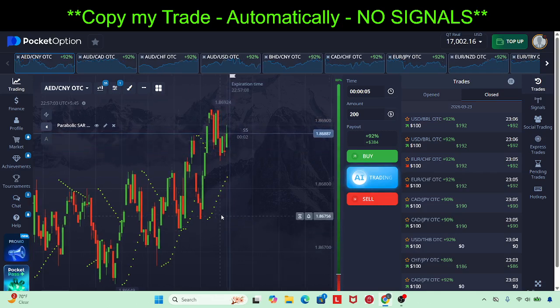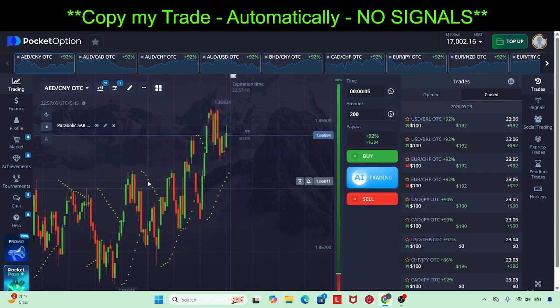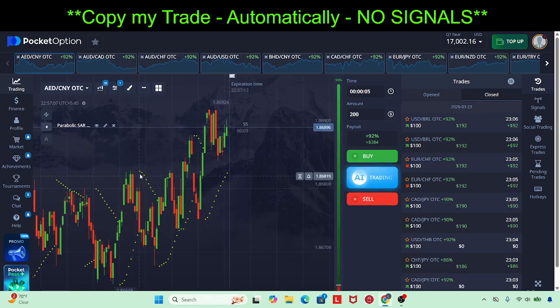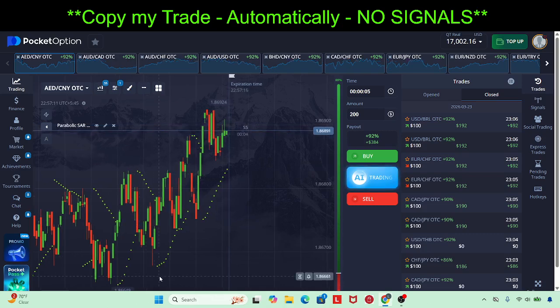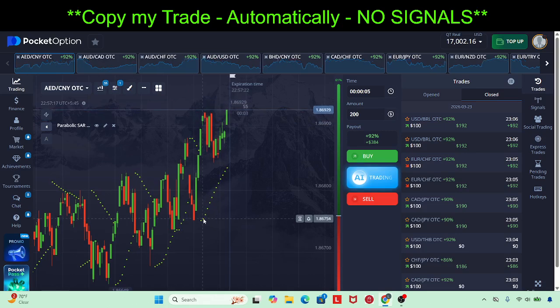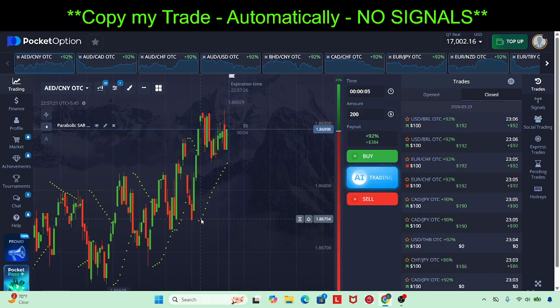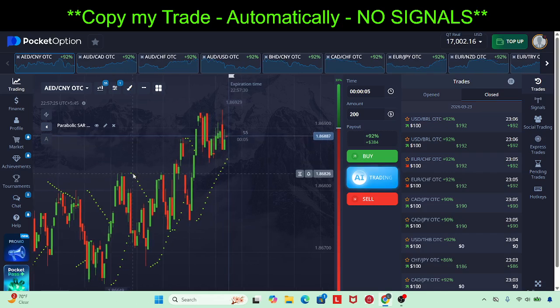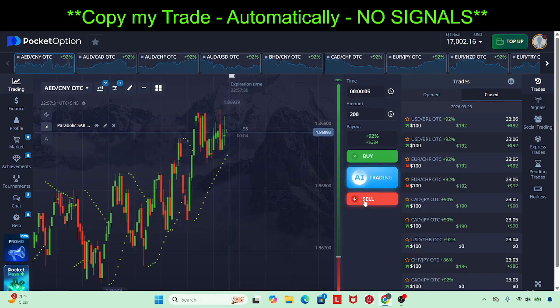Now, firstly, you need to understand this parabolic SAR dot. Whenever there is a downtrend, parabolic SAR dots are above the candle. And whenever these parabolic SAR dots are below the candles, that means it is an uptrend. You need to make a trade like this: if these dots are below the candle, you need to wait for the first dot, and on the second dot, you need to make a trade by clicking on buy. Similarly, if you see the first dot above and then you see the second dot, at that time you need to make a trade by clicking on sell.